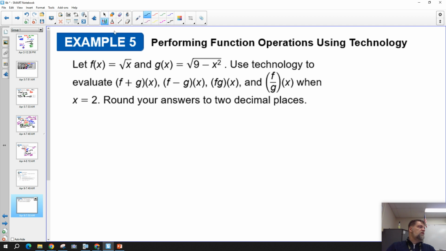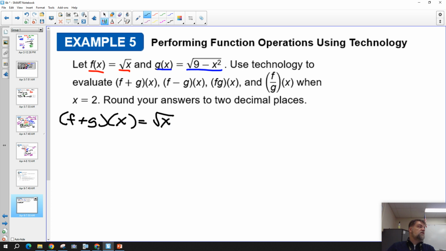So let's start labeling things. So f of x is going to be the square root of x. g of x is going to be the square root of 9 minus x squared. This is actually pretty easy, but if I wanted to do f plus g of x, I could just leave it as the square root of x, right?